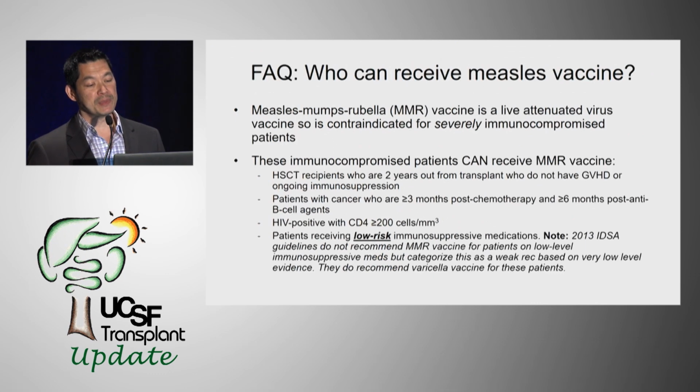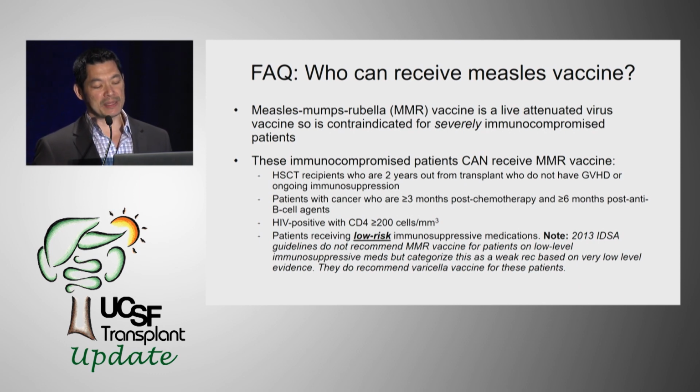So who can receive measles vaccine? It's a live attenuated virus vaccine, so it's contraindicated for severely immunocompromised patients. The guidance by societies hasn't really kept step with the epidemic, so it's subject to interpretation. But right now, the people who can receive the vaccine include stem cell transplant patients who are 2 years out of transplant. Certainly in HIV-infected individuals, if your CD4 count is greater than 200, there have been guidelines for a few years now where these patients can get the MMR vaccine.